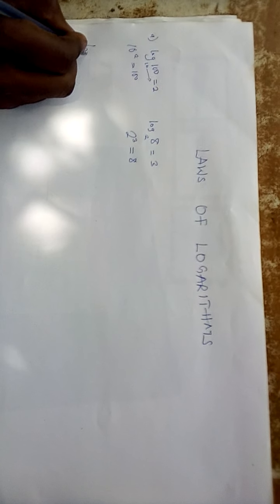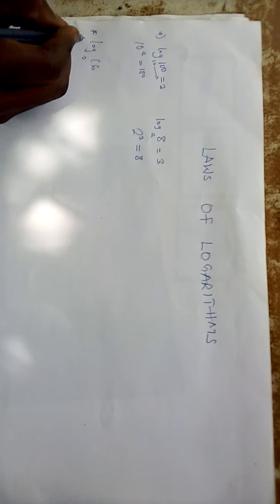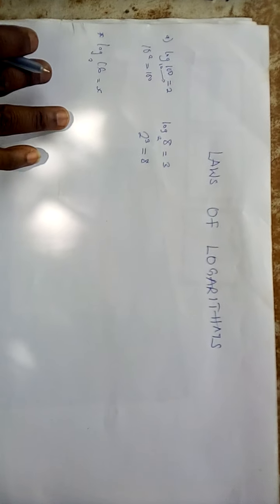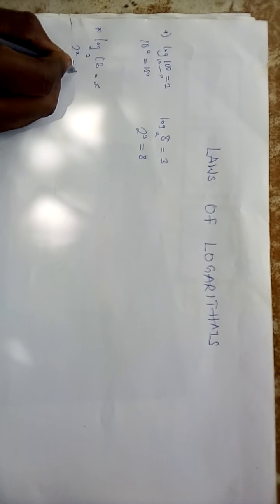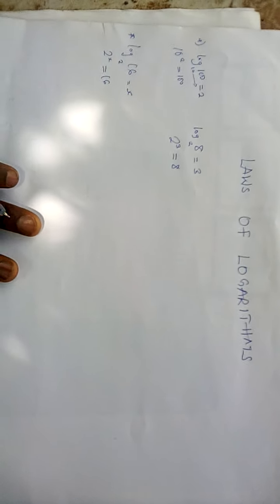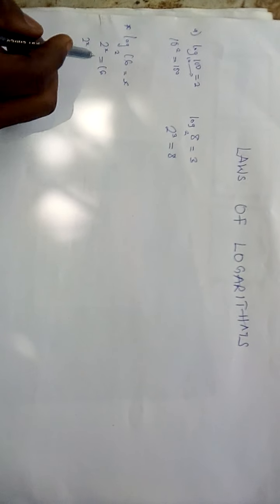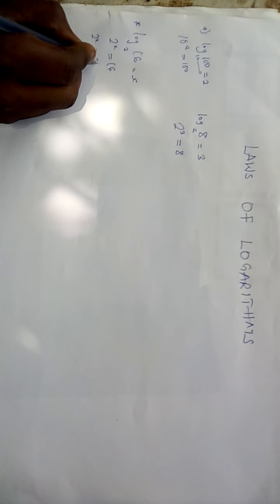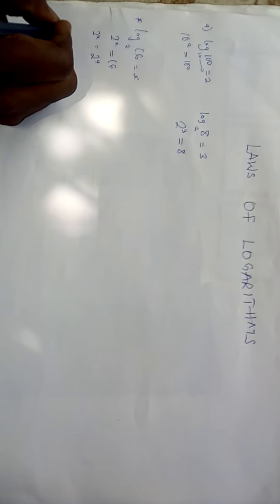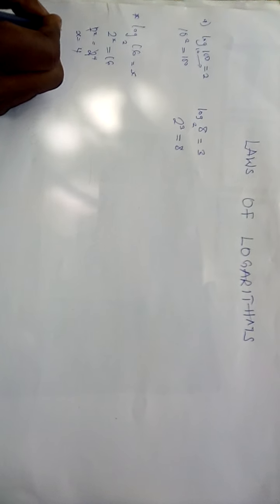There are some things again. For instance, if you have log 16 to base 2, it says solve. Here's how you do it. You just equate it to x, any letter of your choice. Now, 2 raised to the power of x equals 16. 2 to the power of 4 will give you 16, so you say 2 cancels 2, and x equals 4.